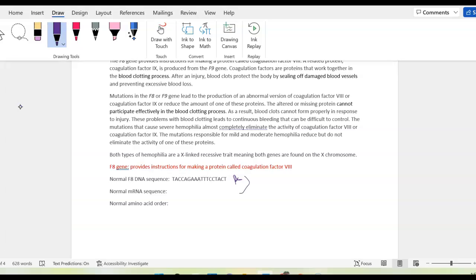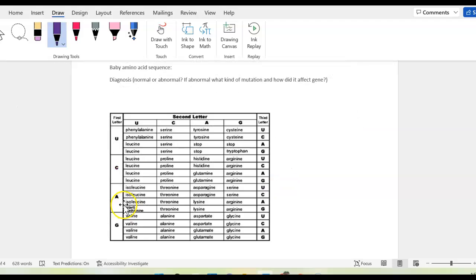So what you're going to do is convert that to a messenger RNA, right? That's the first step in protein synthesis. So you go down the sequence: T becomes A, A becomes U, G becomes C, and C becomes G. You're going to do that all the way down. Then you use this chart. We had AUG, remember? So let's write that here.